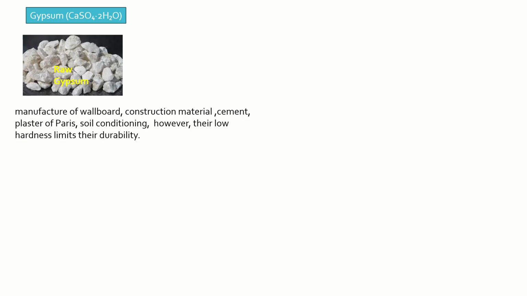Gypsum, calcium sulfate dihydrate, CaSO4 twice H2O. It is used as a construction material. It is used for cement, plaster of Paris, and for soil conditioning. However, its low hardness limits its durability.